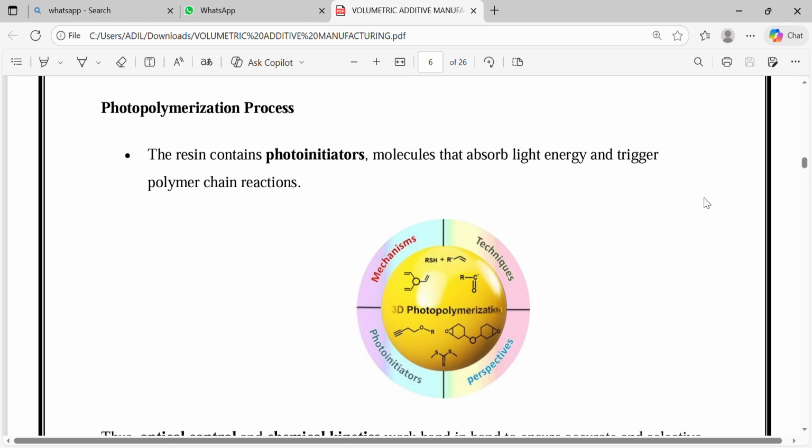Here is an image which shows the 3D photopolymerization. The four sections include mechanism, techniques, perspective, and photoinitiators. Chemical structures are shown in the central circle. The diagram likely illustrates the key aspects of 3D photopolymerization, a process used in additive manufacturing and 3D printing.